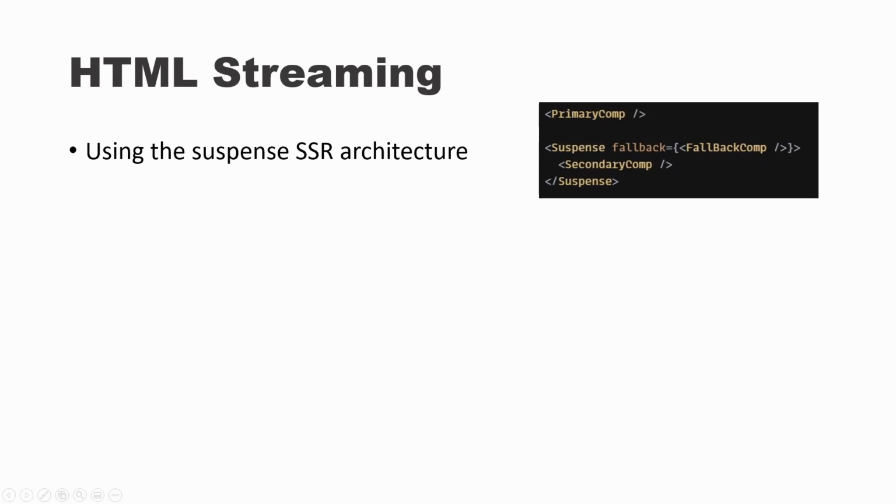Next, we have HTML streaming. HTML streaming alongside selective hydration both use the suspense server-side rendering architecture. Basically, in the suspense SSR architecture you wrap some component inside of a suspense and provide it with a fallback component. Typically in a page, you have a primary component which displays the critical information the user wants to see first, and some secondary components such as reviews and comments, which the user tends not to see first.